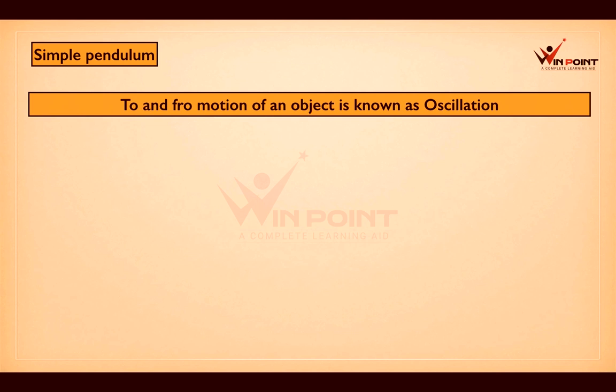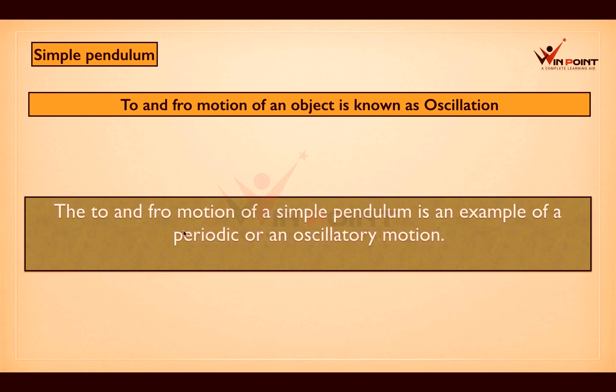What do you mean by oscillation? Oscillation means to and fro motion of an object. The object is moving forward and backward. It is known as oscillation. The to and fro motion of a simple pendulum is an example of periodic motion or oscillatory motion. So we can say that periodic motion or oscillatory motion is a to and fro motion, and simple pendulum is an example of periodic or oscillatory motion.